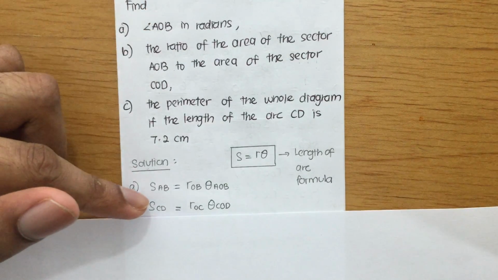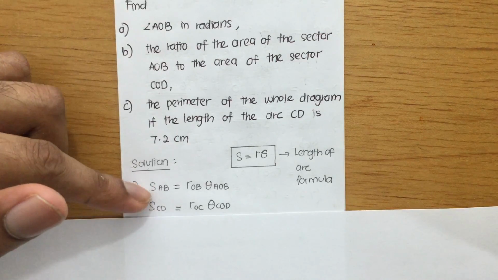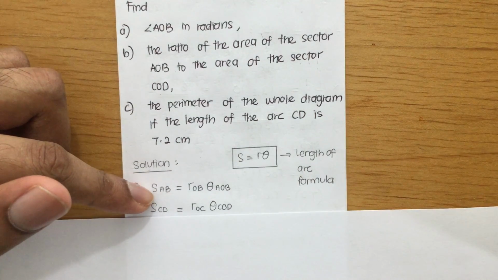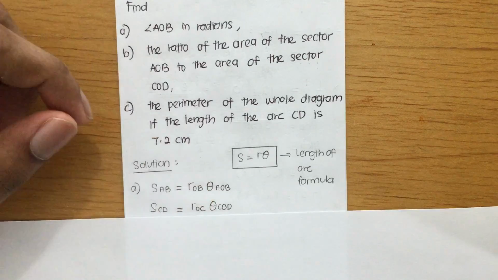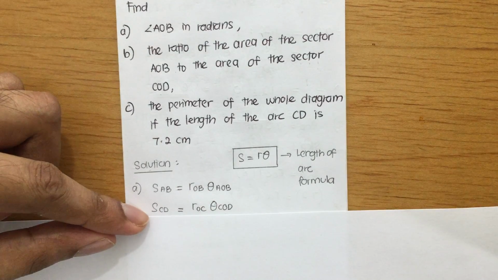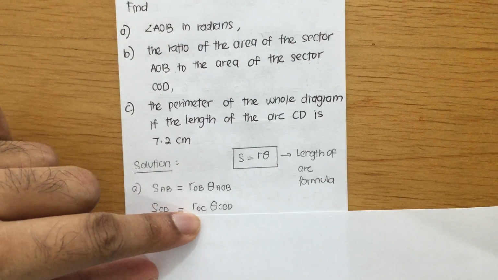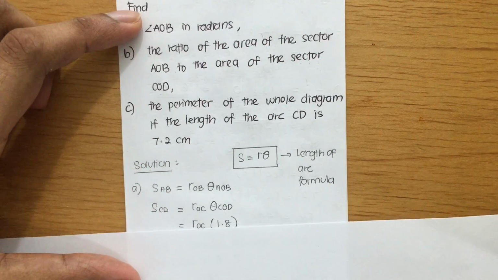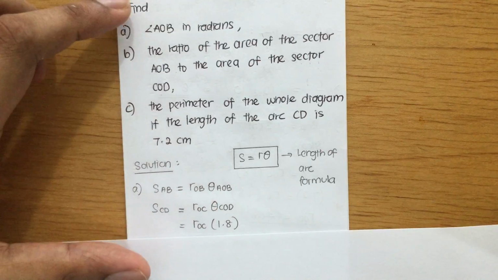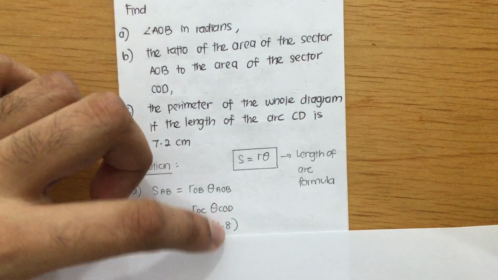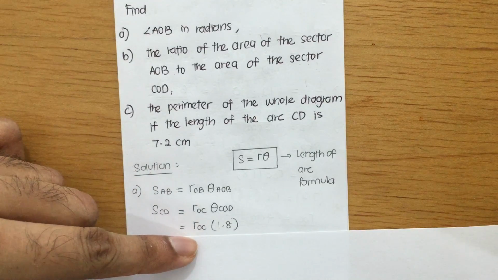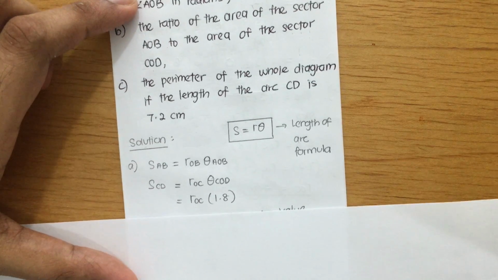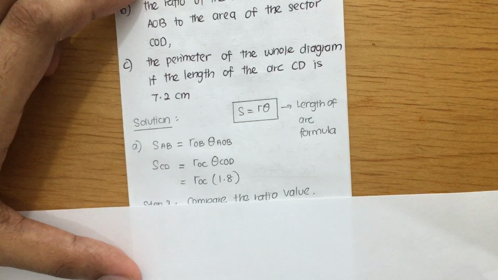So what we do here is we write down the two respective length of arc formulas in terms of s equals r theta. So s_AB equals r_OB times theta AOB, and then s_CD equals r_OC, which is the radius of OC, times theta COD. Okay, so continue to the next step. Since theta COD is already given, which is 1.8 radians, we're going to substitute in. So radius r_OC times 1.8. So we have already formed an expression over here. Okay, so far so good. We're going to continue to the next step.